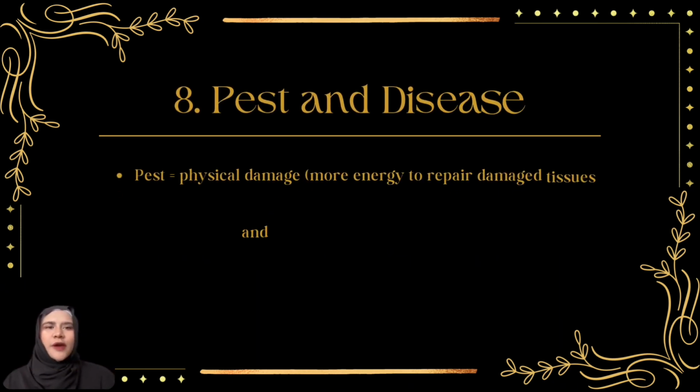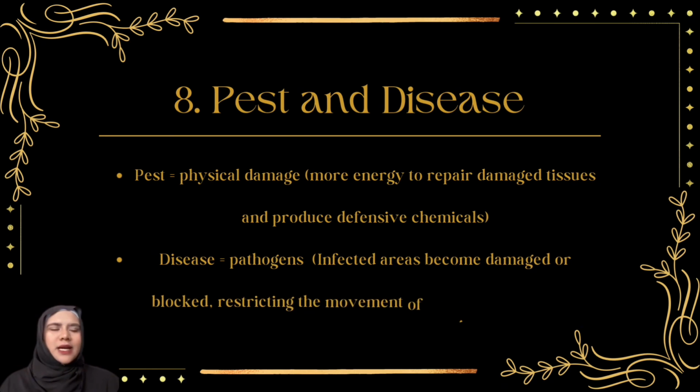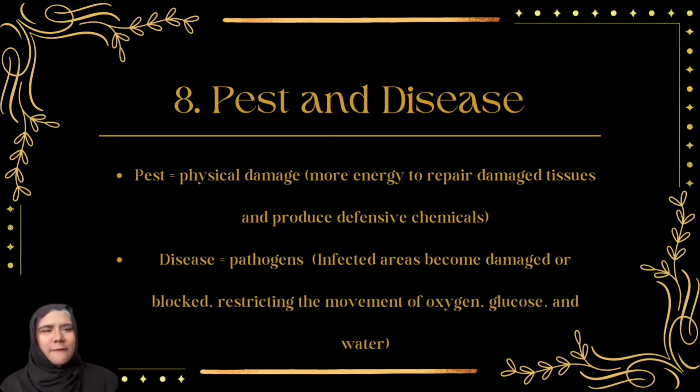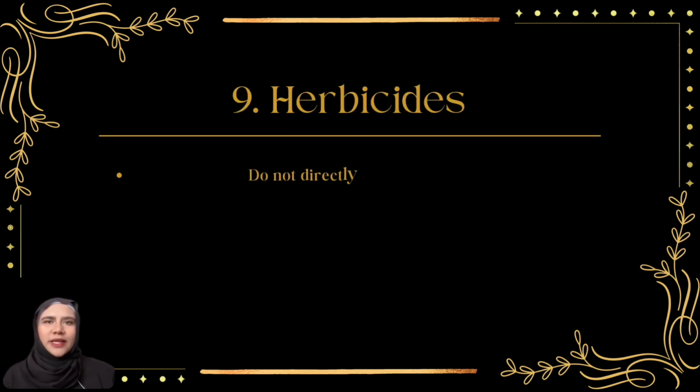Besides that, we also have pests and disease. Plants that are physically harmed by pests have a higher respiration rate. Diseases that are caused by bacteria, viruses, or fungi limit the flow of water, glucose, and oxygen. In order to create protective compounds and heal damaged tissue, plant cells increase respiration. Plant death, energy loss, and respiratory collapse can result from such disease. So for the last one, it is herbicide.